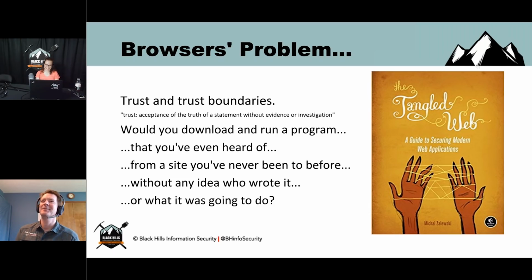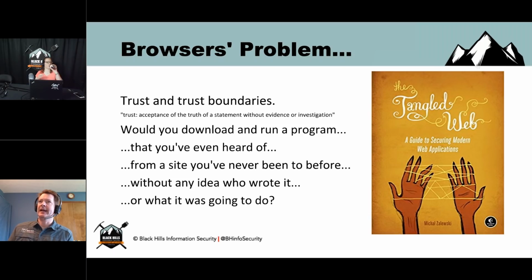So the problem of browsers is described fantastically in this book, The Tangled Web. It's kind of an old book, but don't let old get in your way because it's still the same web. The fundamental problem of a web browser is keeping secrets from other places, from all the places it goes. It's concerned with trust and trust boundaries.